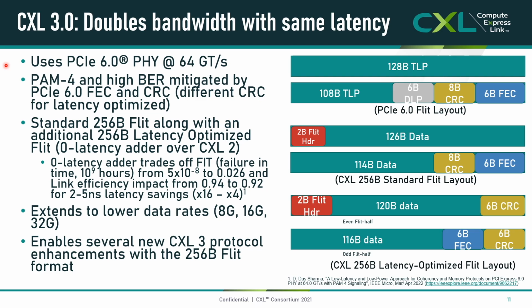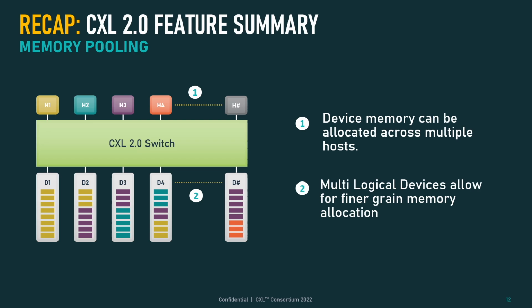And the fact that we move to this 256 byte FLIT provides us a whole bunch of real estate that can be used for a number of protocol enhancements that we introduced with CXL 3.0. So before we get into those protocol enhancements, I wanted to do a little bit of a summary of what CXL 2.0 was in order for us to be able to understand where 3.0 is going.